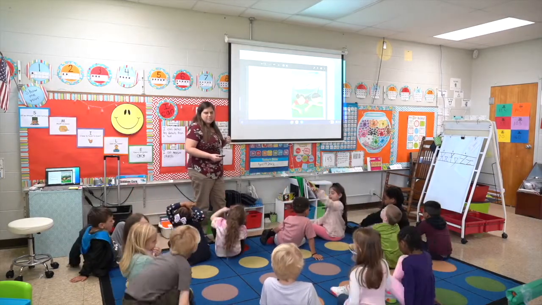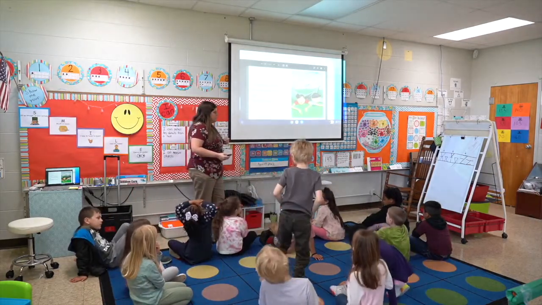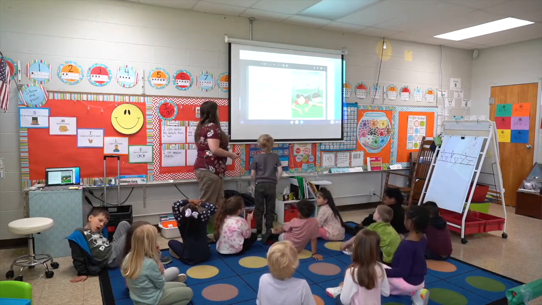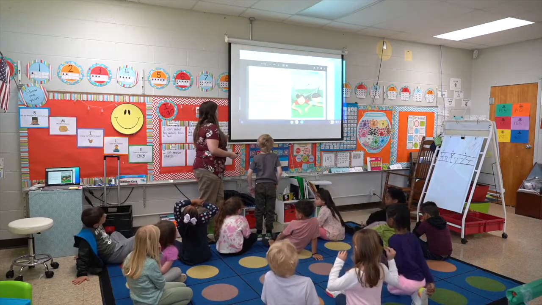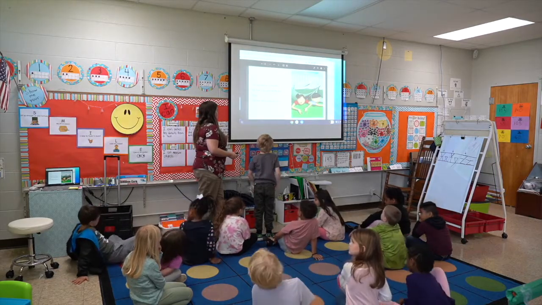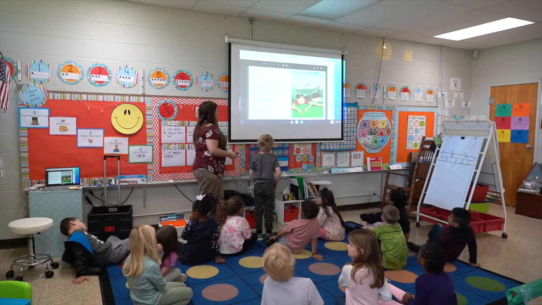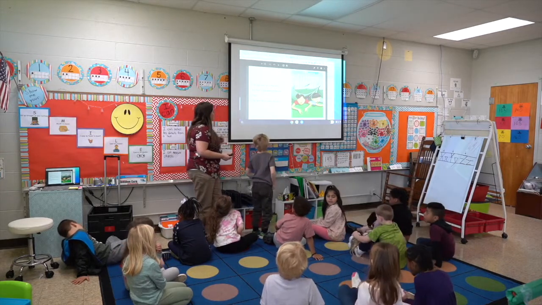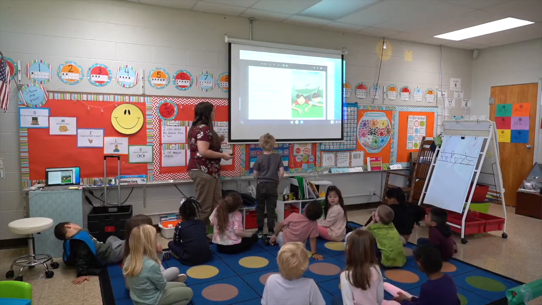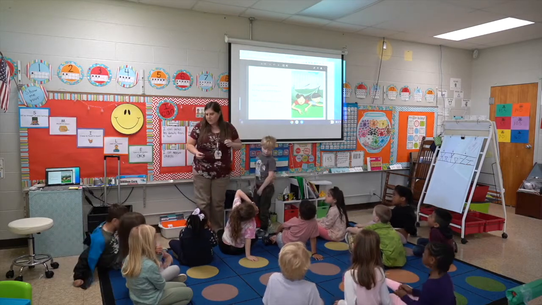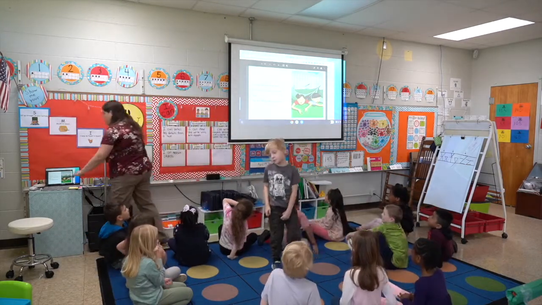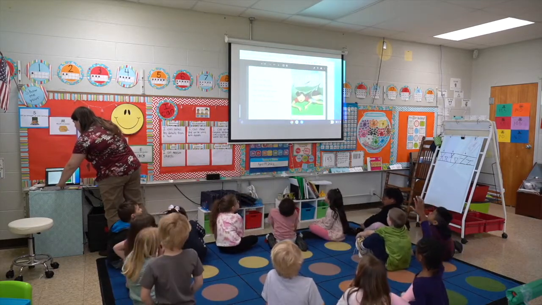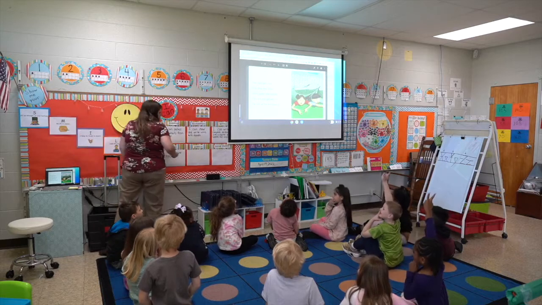William? The tent fell on Zach and. All right, so what happened to the tent? It fell on them. They're not so happy and excited anymore, are they? No. Let's see. Oh, no. It's just getting worse.